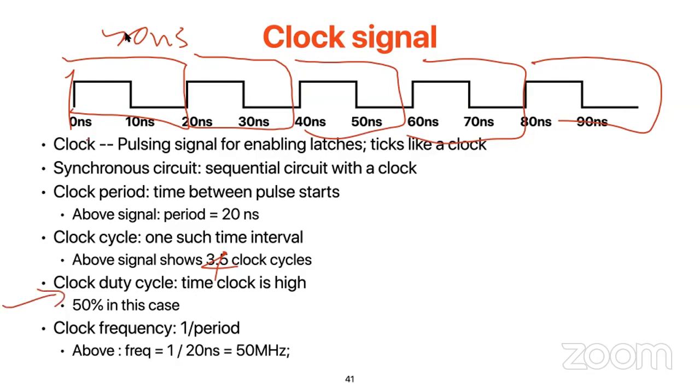What does that mean by duty cycle? Remember, the D flip-flop that we talked about only reacts to the input in the first half of the cycle. So only when the clock edge is high would we react to the input. So duty cycle means the time your clock is high. In this case, the high time is 10 nanoseconds, the low time is 10 nanoseconds, and the clock frequency is 1 over your cycle time. That's how you get 50 megahertz here.